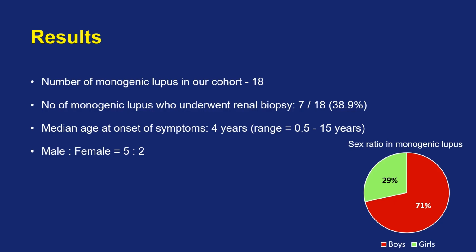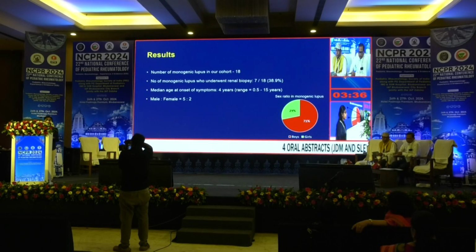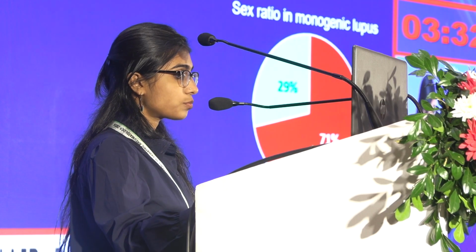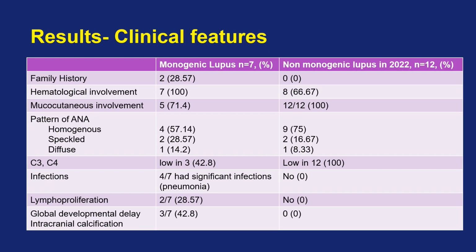So in our cohort, 7 out of the 18 patients with monogenic lupus underwent renal biopsy. The median age of onset of symptoms was 4 years, with the youngest child presenting at 6 months of age. The male to female ratio was 5:2. The hematological involvement, mucocutaneous involvement, and the pattern of ANA were comparable in both groups.